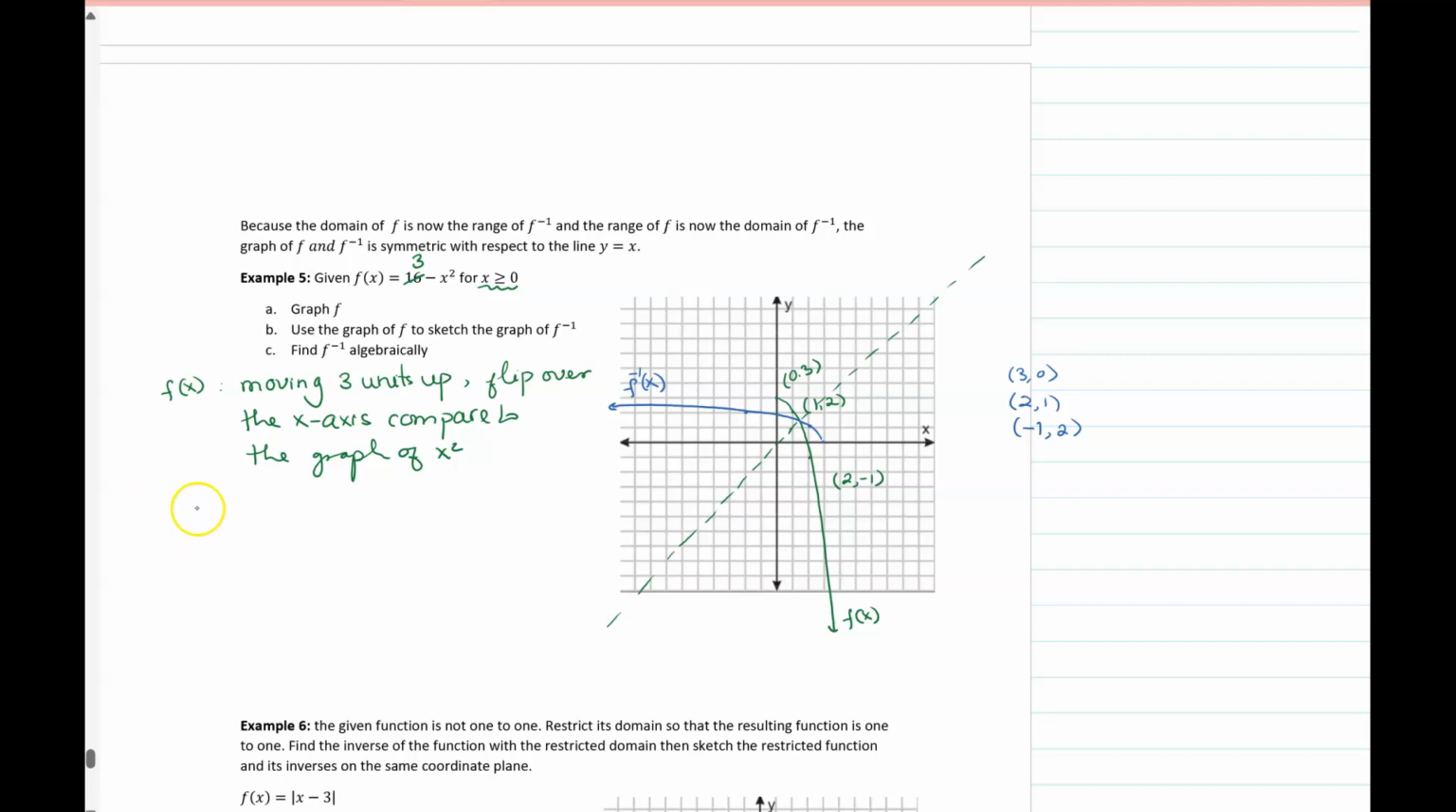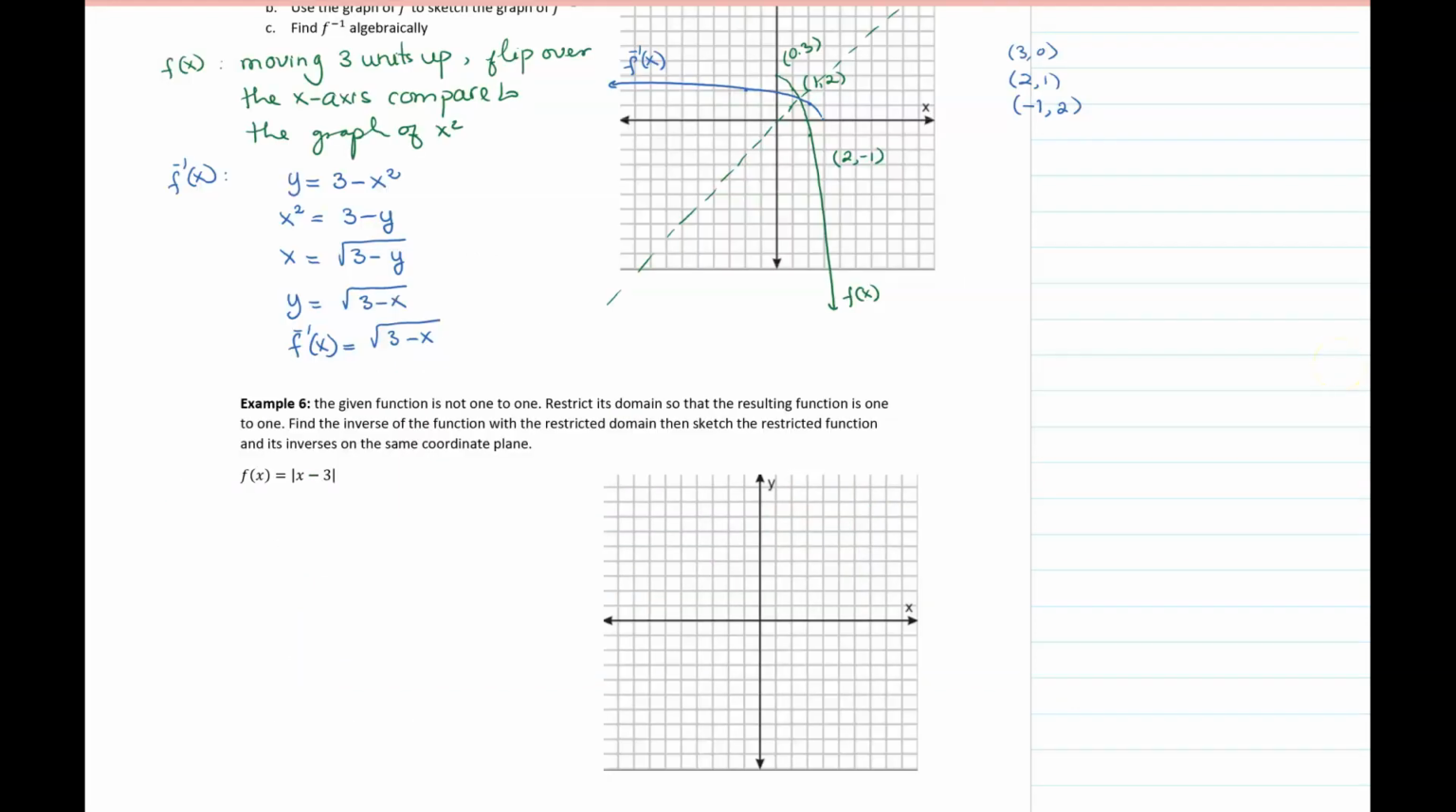Let's find f inverse of x algebraically. First, we will solve for x in the equation. So x equals square root of 3 minus y. And because x is greater than 0, we don't have to worry about the plus or minus. So then y equals square root of 3 minus x, and this is our f inverse of x, equal to square root of 3 minus x. And it's consistent with the graph that we created.